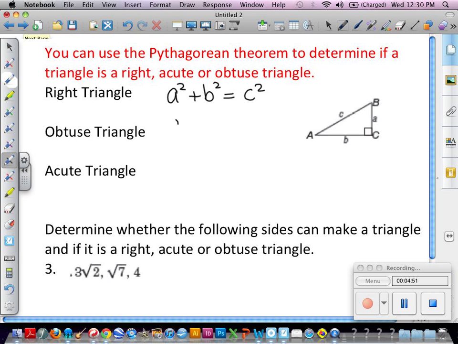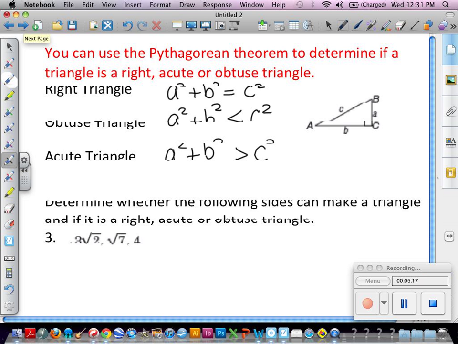If you take a squared plus b squared, and it's less than c squared, then you have an obtuse triangle. And if you take your a squared plus your b squared, and it is greater than your c squared, then you have an acute triangle.